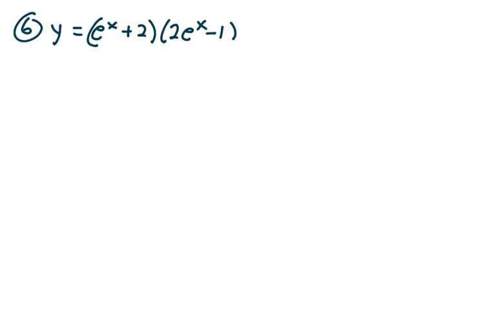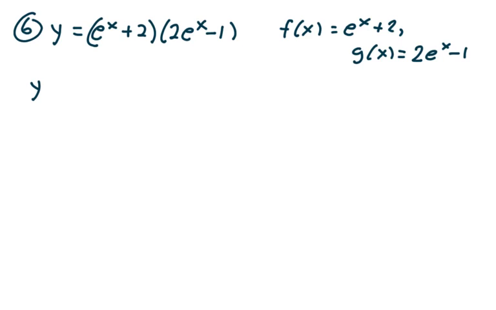If we take a look at problem number 6, we have the following. Suppose y equals e to the x plus 2 times 2e to the x minus 1. And so this is a product of two functions. And so in this example, f of x is e to the x plus 2, and g of x is equal to 2e to the x minus 1. And I want to find y prime.